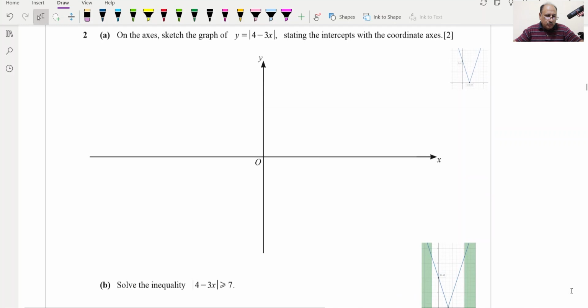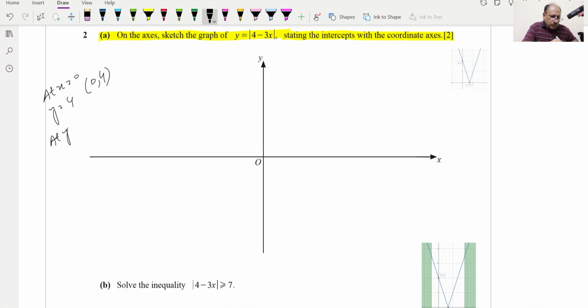Now question number 2 is curve sketching, basically graph sketching. On the axes, sketch the graph y is equal to mod of 4 minus 3x, stating the intercepts with the coordinate axes. It is a 2-mark question. And how will we be doing this? We want to know the y-intercept. So for the y-intercept the x value will be 0, so y will be 4. So at x is equal to 0, y will be equal to 4. So the point will be 0, 4. And at y is equal to 0, x will be equal to what?